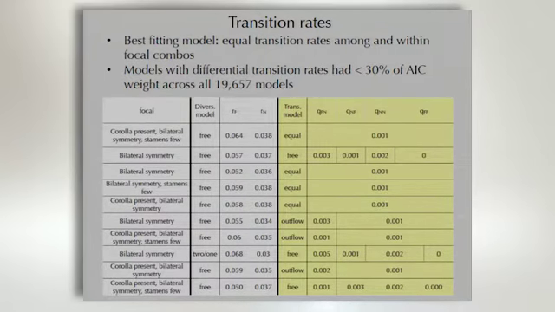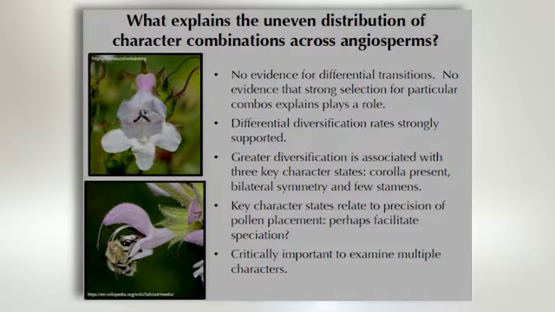So going back to the question that I started out with, what explains the uneven distribution of character combinations across the angiosperms? Well, we find no evidence for differential transitions, and by inference, no evidence that strong selection for particular character combinations plays a role in determining the distribution of character combinations. In contrast, differential diversification rates are strongly supported. Greater diversification is associated with 3 key characters.